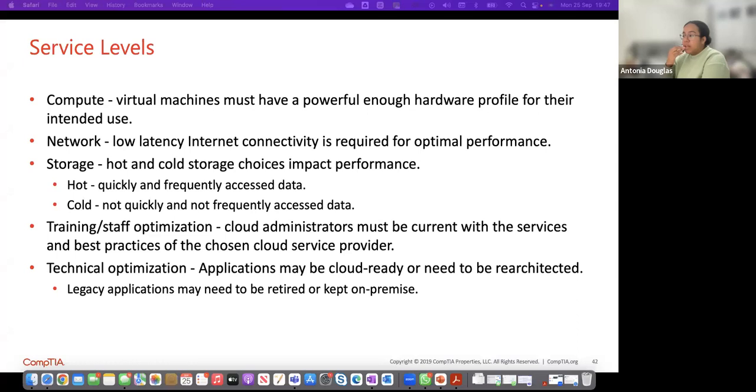So some applications might be cloud ready, but not all. Legacy applications may never be able to be moved to the cloud, and therefore you might have to keep some on-prem whilst others can be moved to the cloud. So something to consider.